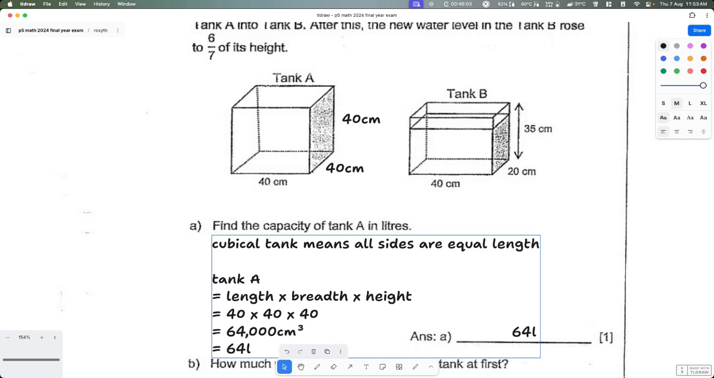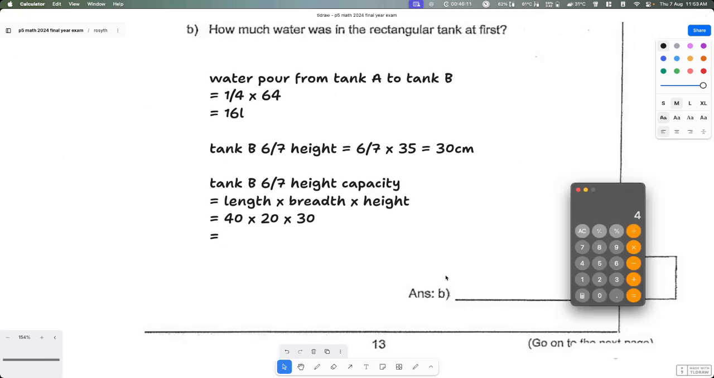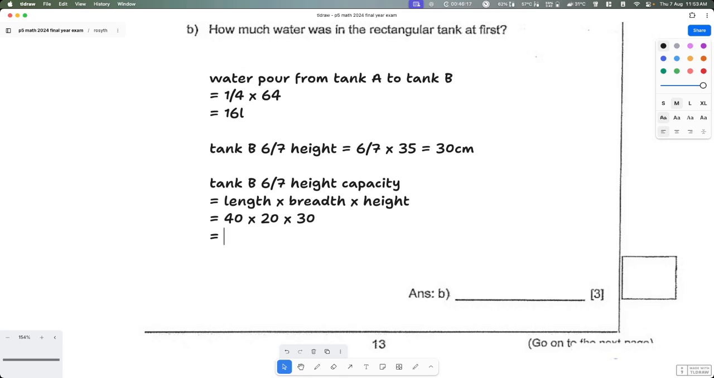Okay, so the length is 40 and 20. So 40 times 20 times 30. This will become, let's use the calculator. So 40 multiplied by 20 multiplied by 30, 24,000 centimeter cube. 24,000 centimeter cube, which is equal to 24 liters, right?